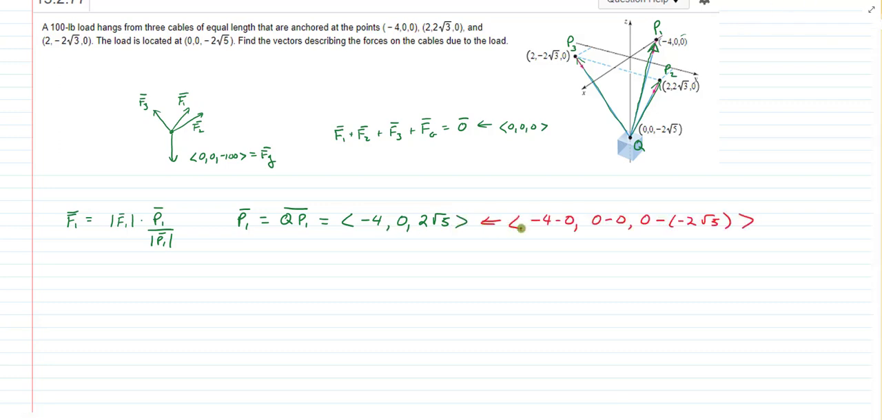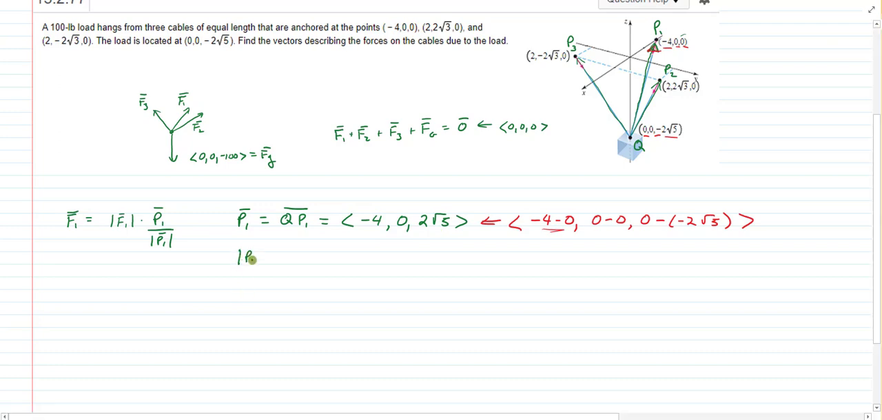So folks, if you want to see how I did that calculation, there's the components, where I took negative 4 minus 0, 0 minus 0, and 0 minus 2 square root of 5. Now again, because I've got these vectors pointing this way, if I were answering the question in my math lab, I'd have to change the direction of that vector. Now we can go ahead and compute its magnitude.